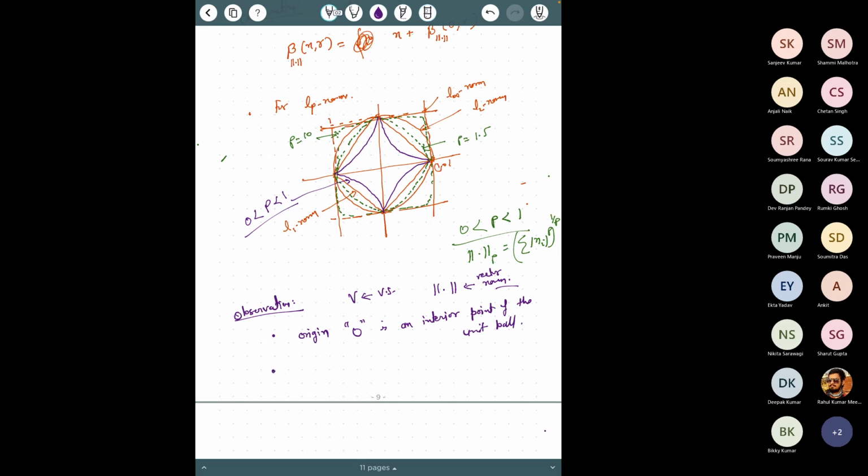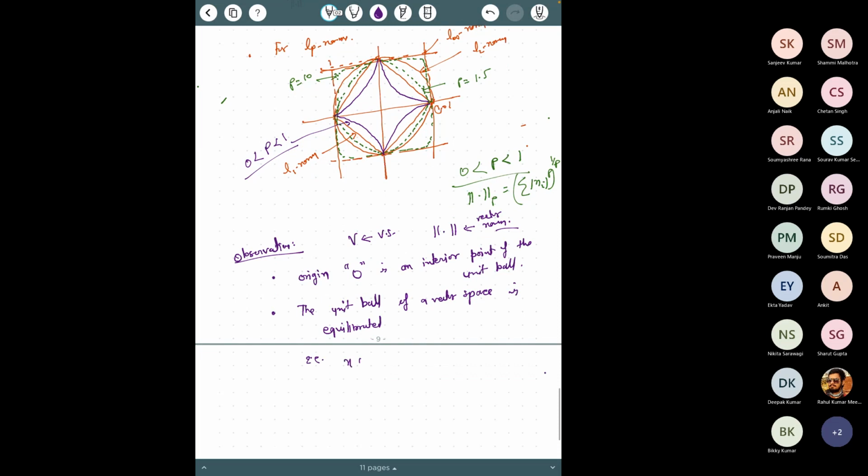Not only this, you can show that the unit ball of a vector norm is equilibrated. What does it mean? It means that if I take any vector x in the unit ball, then alpha x is also an element of the ball for all alpha such that mod alpha is equal to 1. This is also true because of the homogeneity, right? So if I take any vector x in the unit ball, then alpha x is always in the unit ball, provided mod of alpha is equal to 1. This again follows because of the homogeneity.